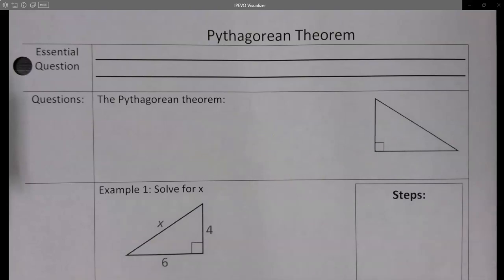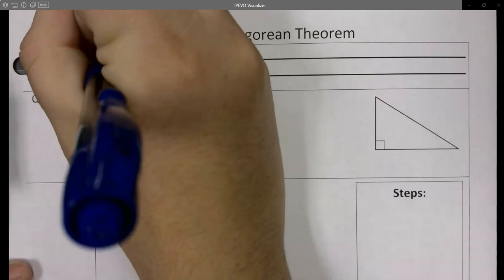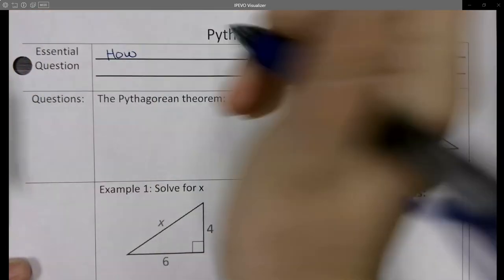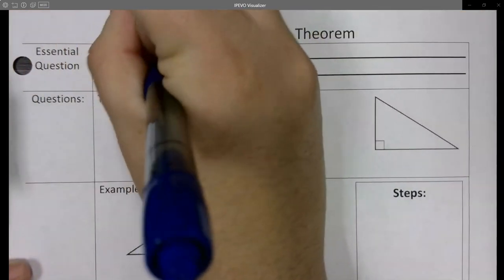And we're going to start off with the Pythagorean Theorem. You use this to find missing sides. So my essential question is going to be, how do I use the Pythagorean Theorem to find a missing side length?